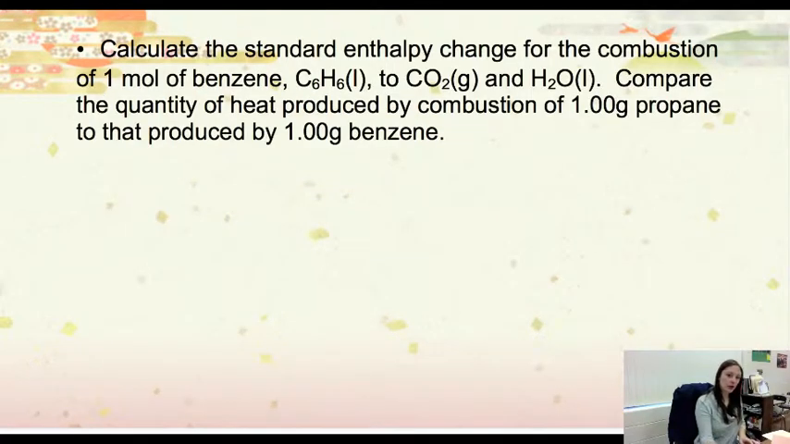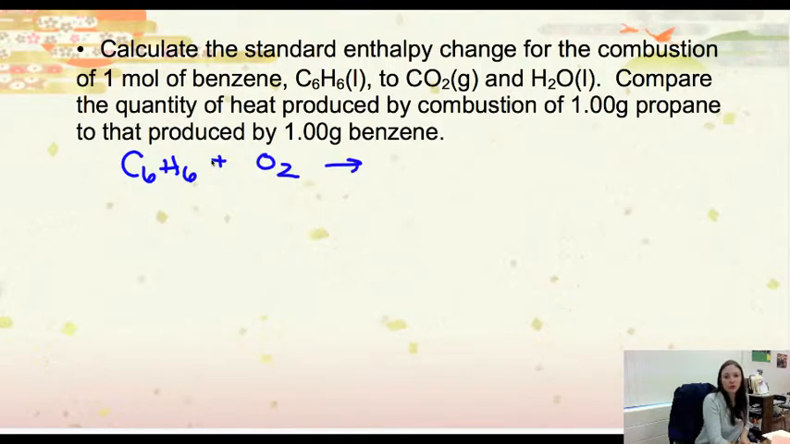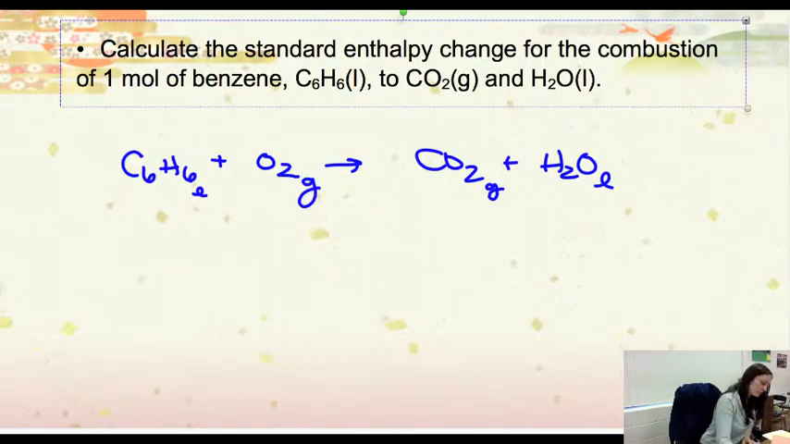Okay, so if I'm going to calculate the standard enthalpy change for the combustion of 1 mole of benzene, which is C6H6, it says combustion, so I have to add O2 to form CO2 and H2O. CO2 is a gas, H2O is a liquid, C6H6 benzene is a liquid, O2 is a gas. So the first thing I've got to do here is balance this equation.